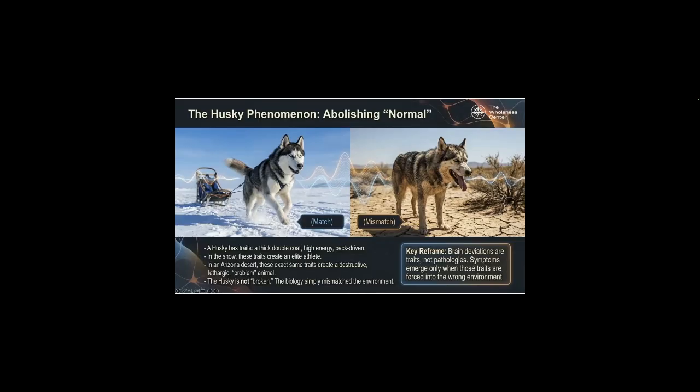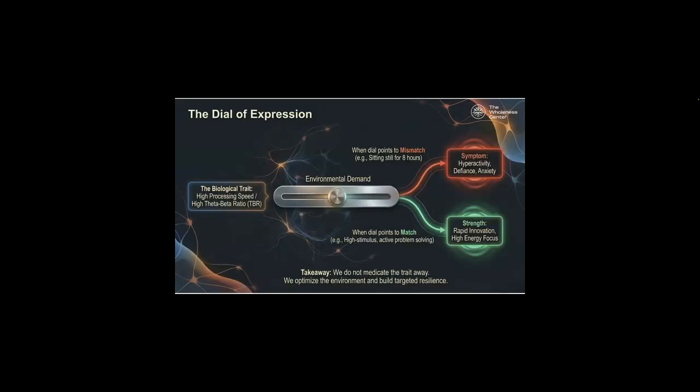Okay. It's my favorite. So two little huskies here. And when we take them to Arizona, they're miserable. Okay. But when we take them to Winter Park, they're great. And that's because they have a double coat, they have lots of energy, and they like to run around in the snow. Okay. But in the desert, they look like a problem. Okay. So it's not that the dog is broken, it's a mismatch with the environment. So these brain deviations, and this is key, are not pathologies. They're just symptoms when those traits are forced to be in an environment in which they don't fit. Okay. So let me show you how this might look in real life.